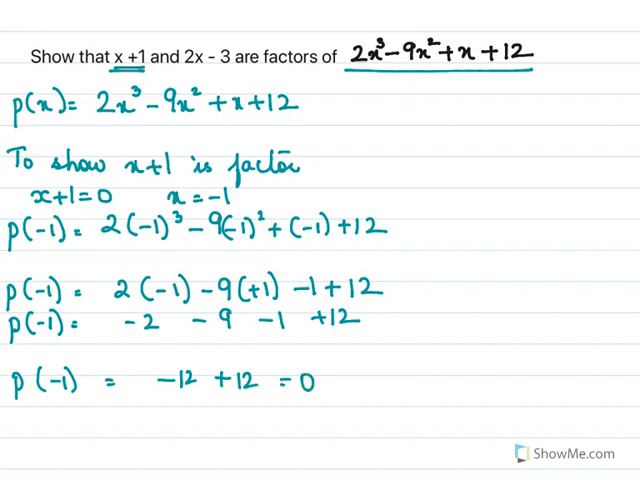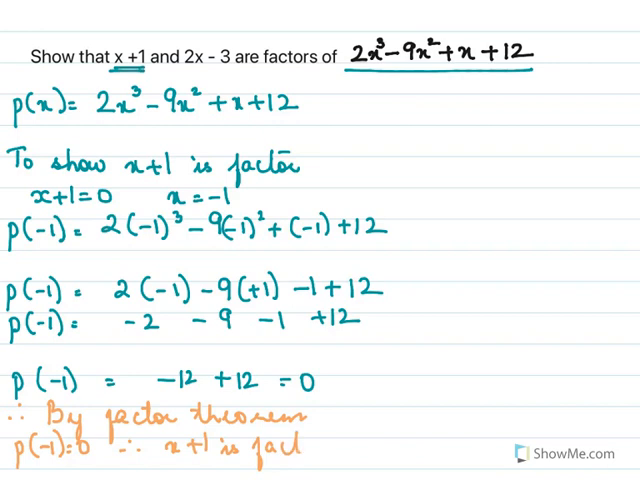Therefore, by factor theorem, we see that p of minus 1 equals 0. Therefore, x plus 1 is a factor of p of x, and p of x we know is 2x cubed minus 9x squared plus x plus 12.